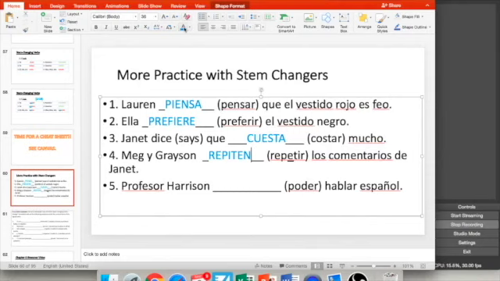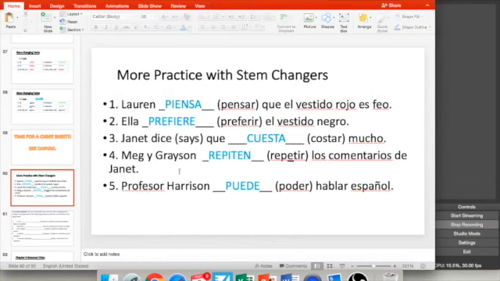All right, and our last one. Profesor Arizón poder hablar español. So Professor Harrison can speak Spanish. We know that poder is an O to UE stem change, as you saw earlier. I can go ahead and get pueder, chop off my ER, and Professor Harrison would be he, our bottom left box. We need to add back an E.